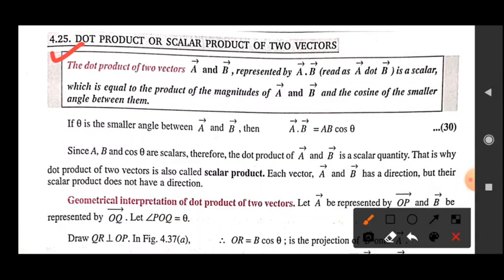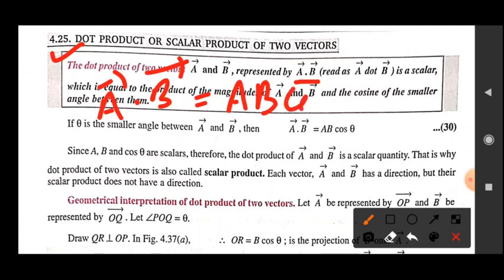So what is the dot product of two vectors? Suppose we have two vectors A and B. The dot product of these two vectors is represented by A dot B. It is read as A dot B, which is a scalar equal to the product of the magnitudes of A and B and the cosine of the smaller angle between them. So whenever we take the dot product of two vectors, it is equal to the magnitude of both, A and B, times the cosine of the angle between them, and this theta should be the smaller angle between them.